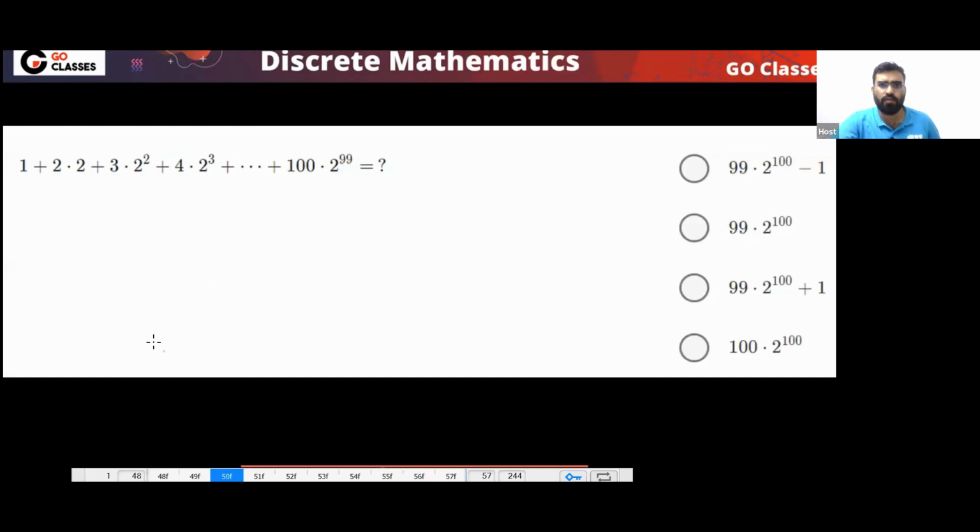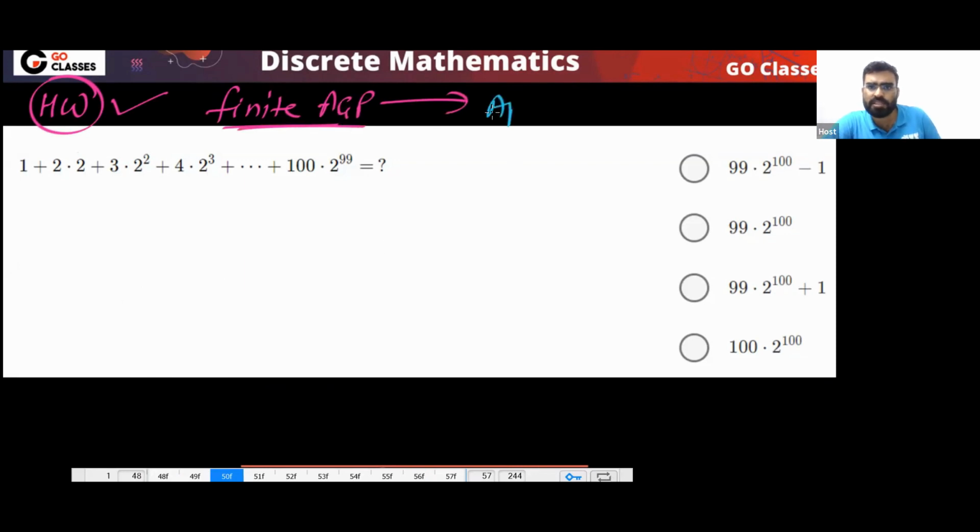Let's see this. What is the answer? Let's take this as homework. Please take this as homework. You can discuss this in the group. This is your finite AGP. Very simple. If this is your finite AGP, what will you do? Can anyone tell me? Then you will apply the procedure. Always apply the procedure when you have a finite AGP. Apply the process. Very simple. So just check these four options. Which option is correct? You check it out.